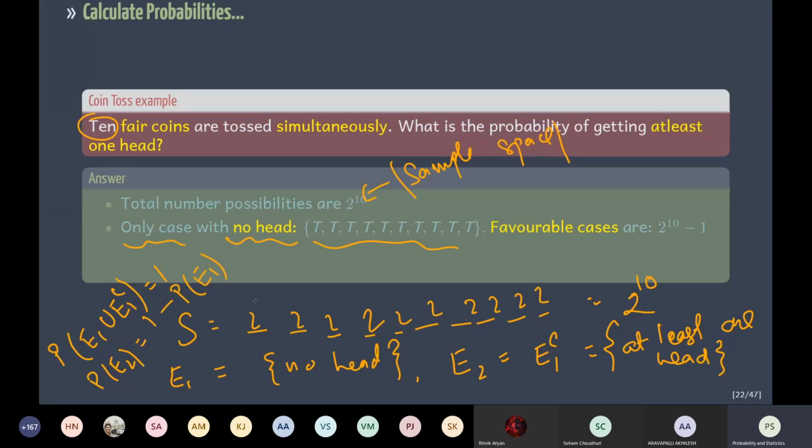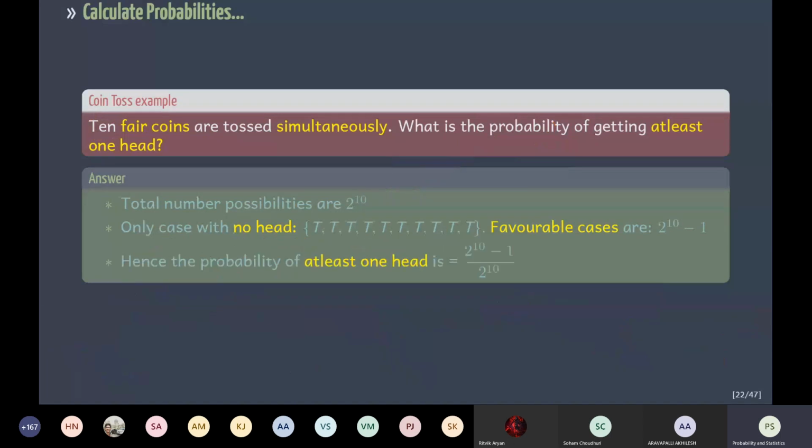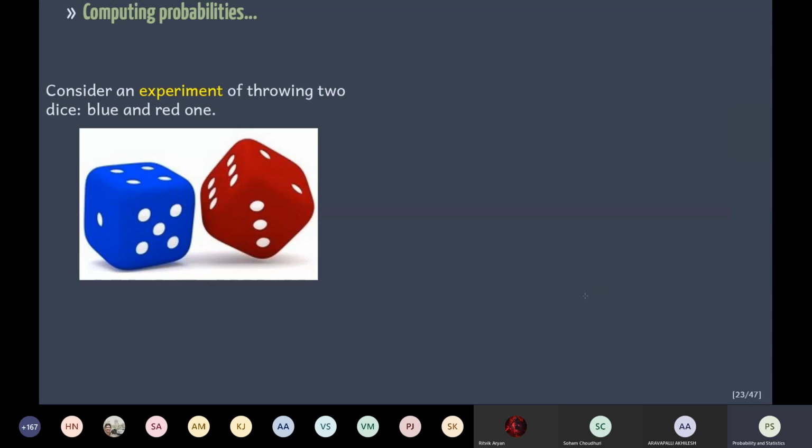If I calculate the probability of E1, which is the no head case, it's very easy now. There was only one case with no head, so we subtracted that from the total cases. The probability of getting at least one head is 2 to the 10 minus 1, and then we divide by the cardinality of the sample space, and that's how we got the answer.